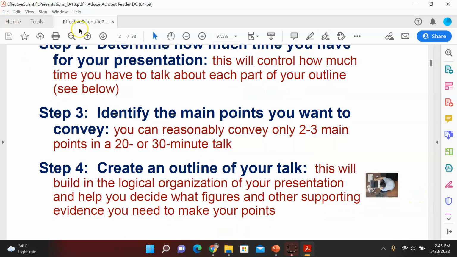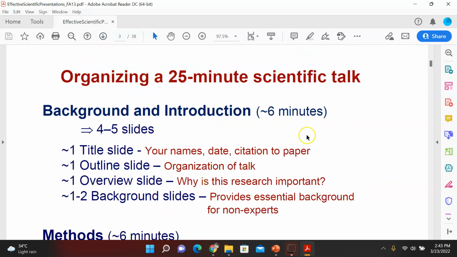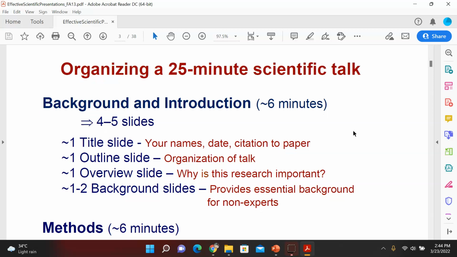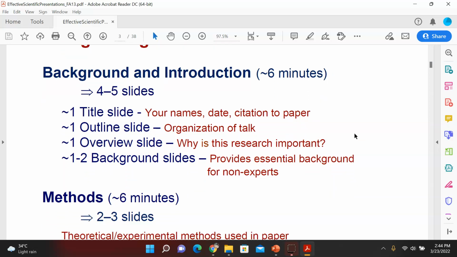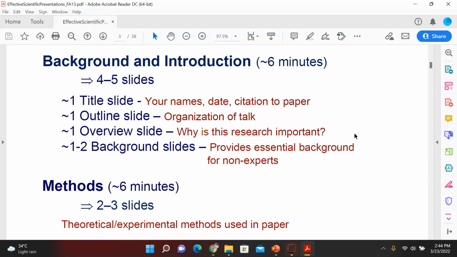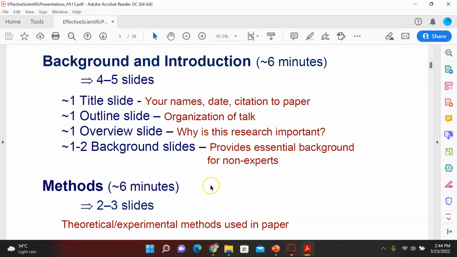Okay, the outline, as usual. For the background, he already tells you roughly how much time you should spend on each part: 6 minutes, around 4 to 5 slides for your background and introduction. Around the same number of minutes for your methodology or theory, for example. Usually this is a bit technical, so you may only have 2 or 3 slides.